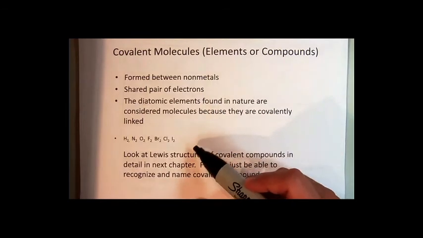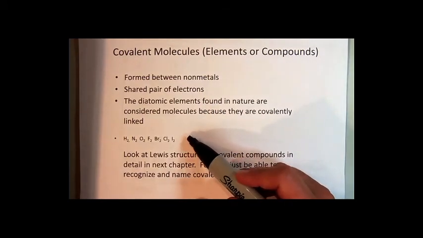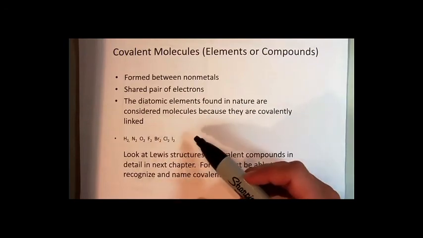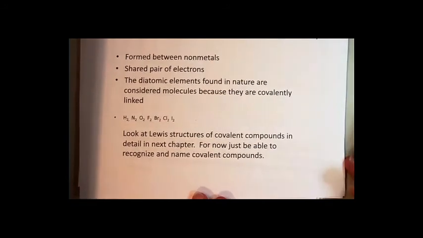I've already talked to you about the 7 common diatomic elements. They are covalent compounds, and you need to memorize them. Hydrogen, nitrogen, oxygen, fluorine, bromine, chlorine, and iodine.